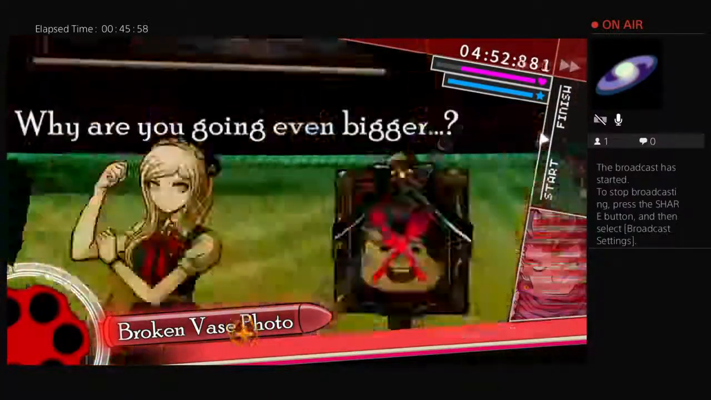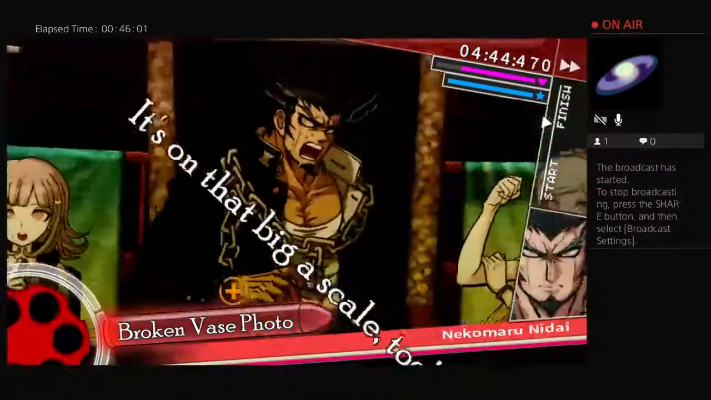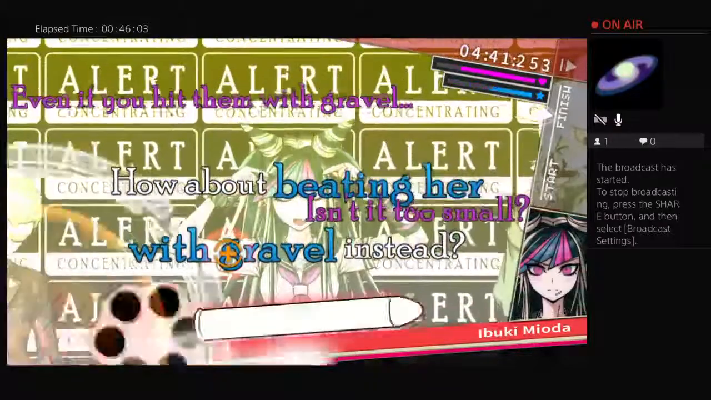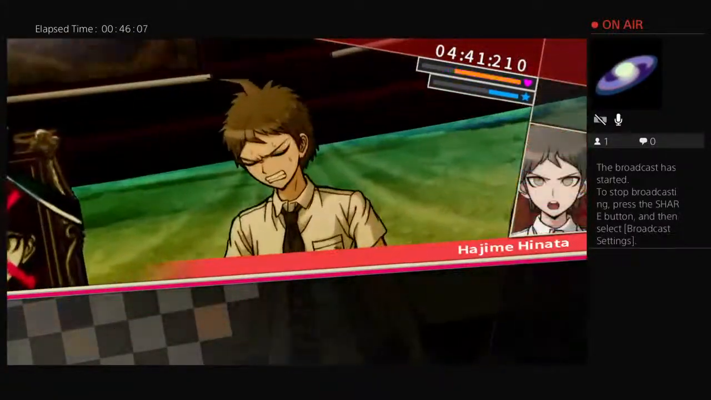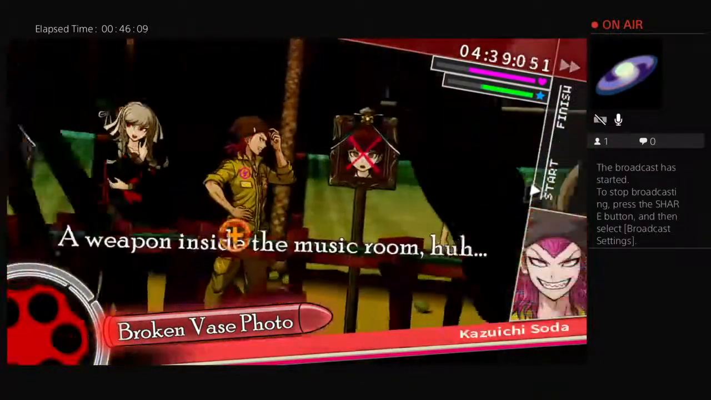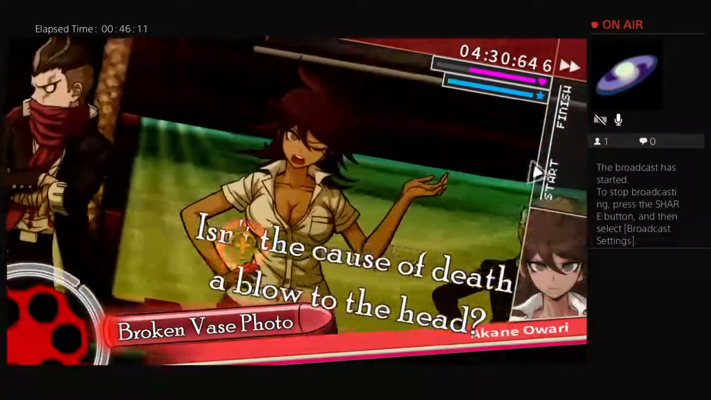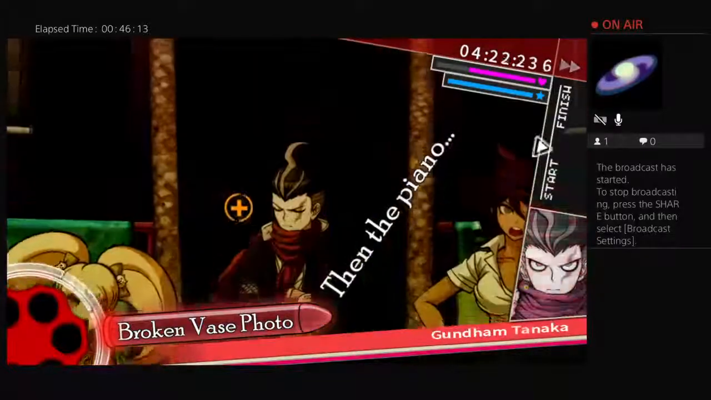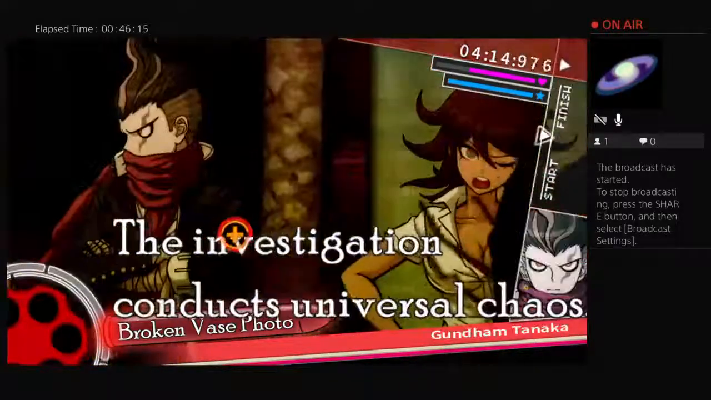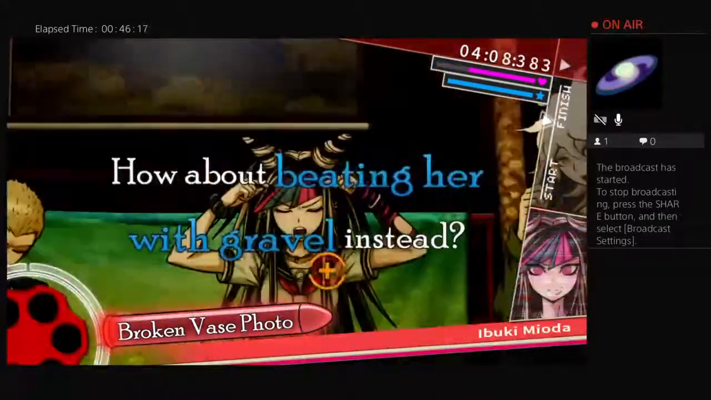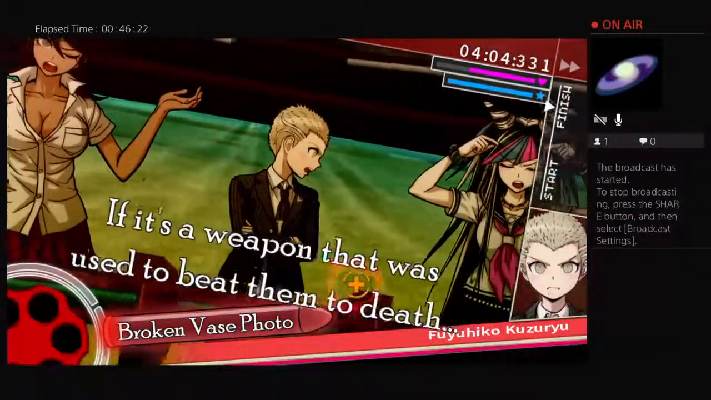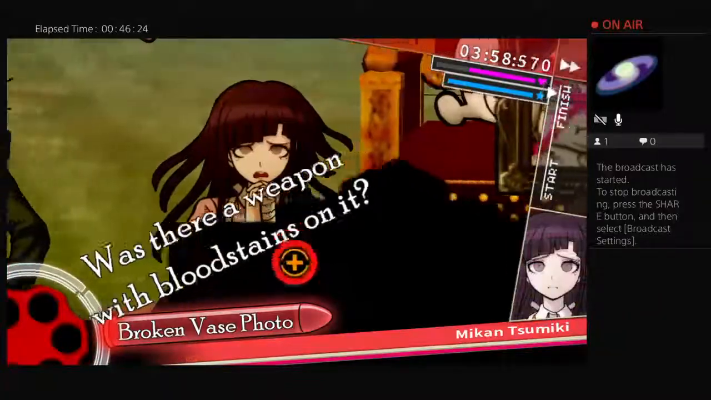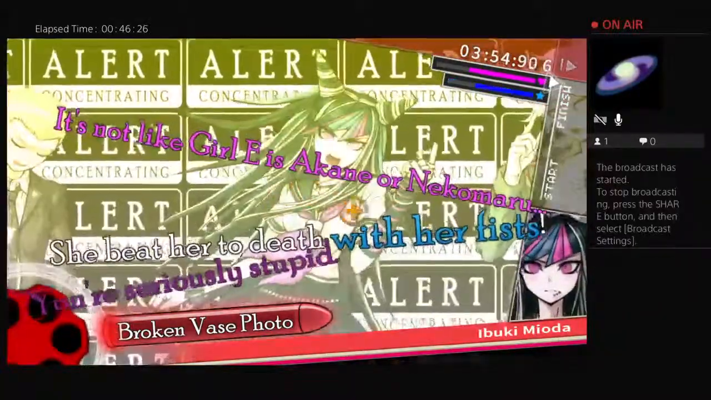Then the piano. Why are you going even bigger? The investigation. It's on that big a scale. How about beating her with gravel instead? If it's a weapon that was used to beat them, it should have had blood. Was there a weapon with bloodstains on it? She beat her to death with her fists!